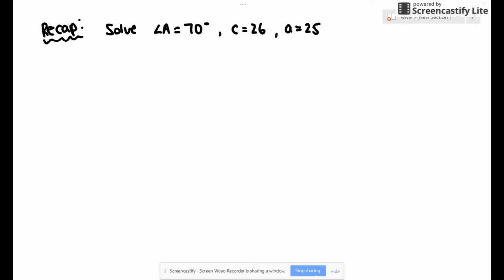So it says here, we're going to be solving this triangle that we're given: angle A is 70 degrees, side C is 26, and then side A is 25. Before we do these, we're always going to draw a picture of what's happening. So let's draw a picture first. This is going to be a rough picture. So this is angle A for us. This is 70 degrees. And then directly across from that, this is 25. And then here is 26.